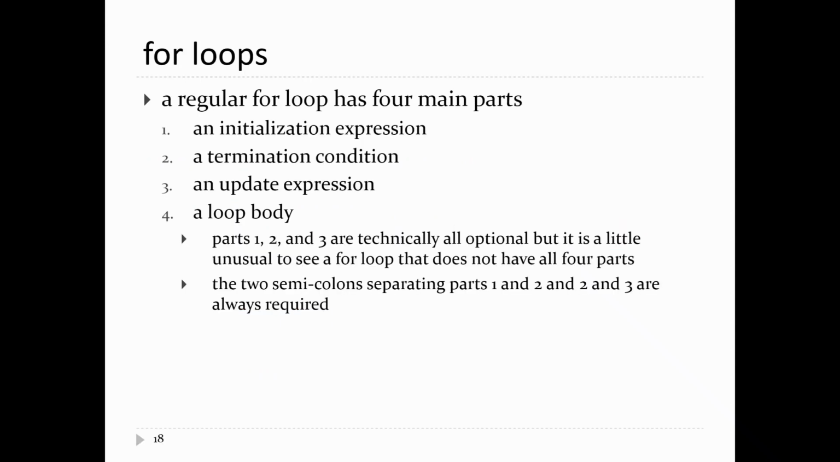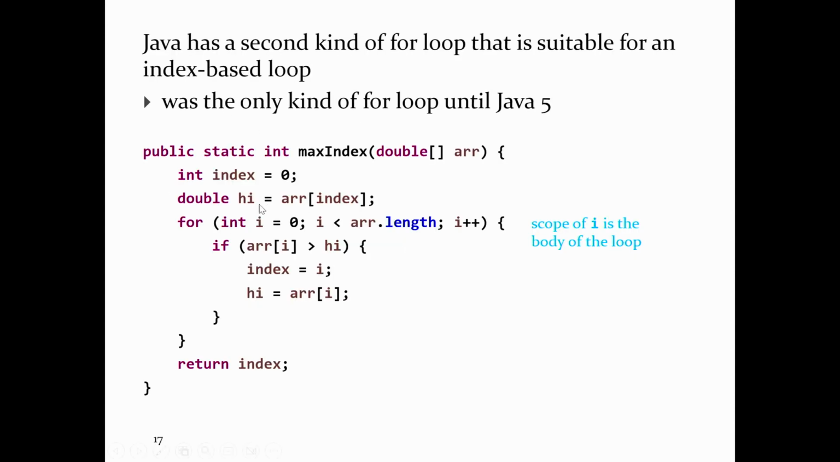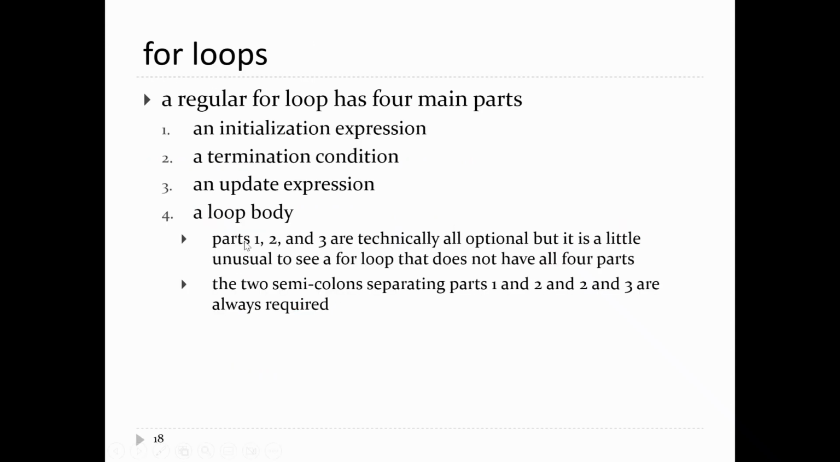Anybody? All right. So I'm going to break that loop down now into parts, just to be clear about what everything is. A so-called regular for loop, this counting style loop, has four main parts: the initialization expression, the termination condition, the update expression, and the loop body. Surprisingly, 1, 2, and 3 are all optional. So you don't have to have these in a for loop, which might seem weird, but it is possible to write a for loop that's missing one or two of those things.